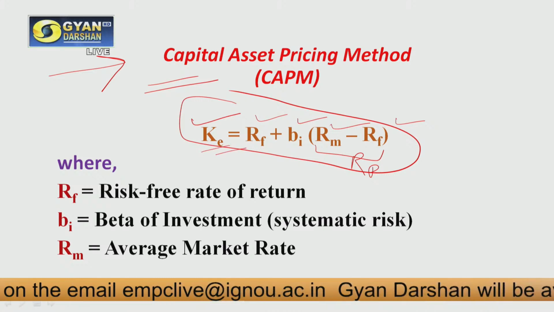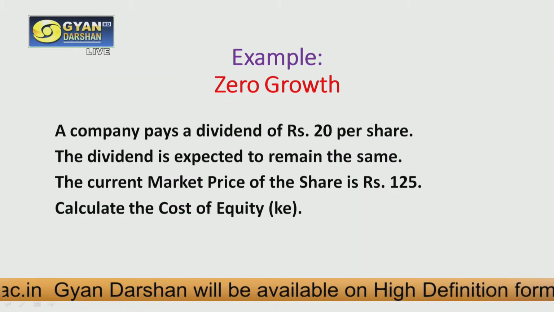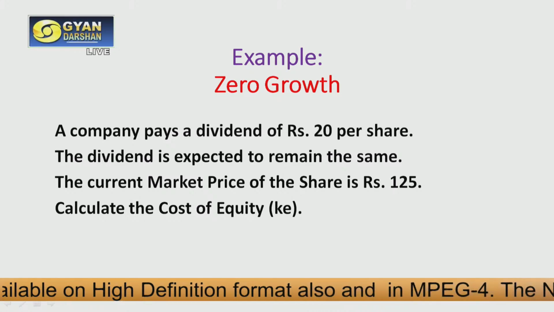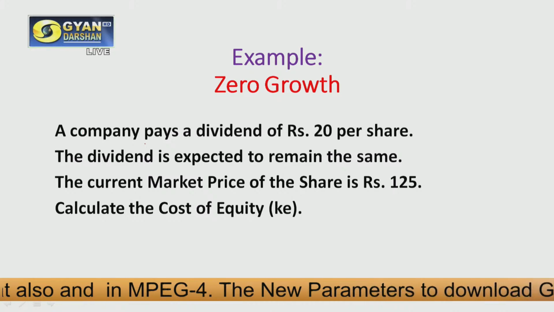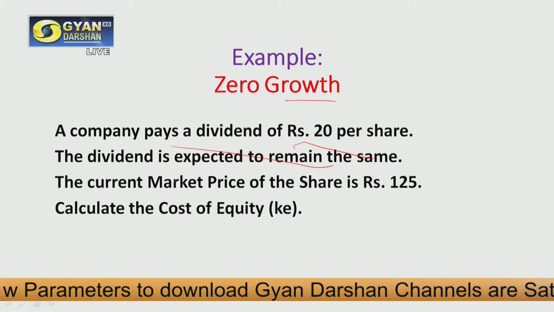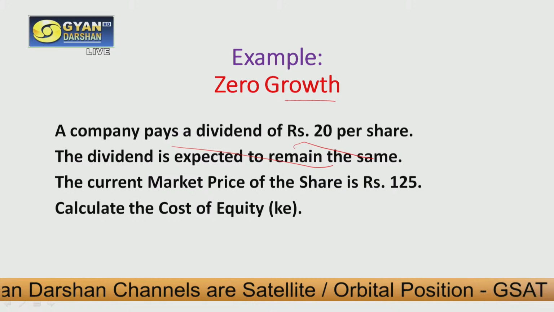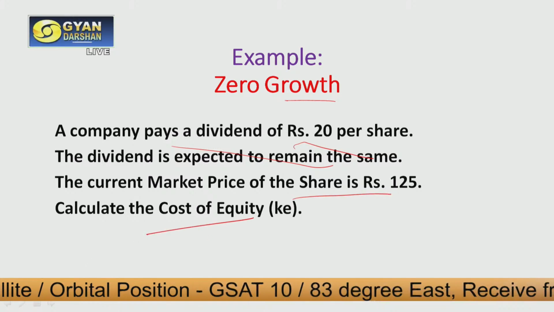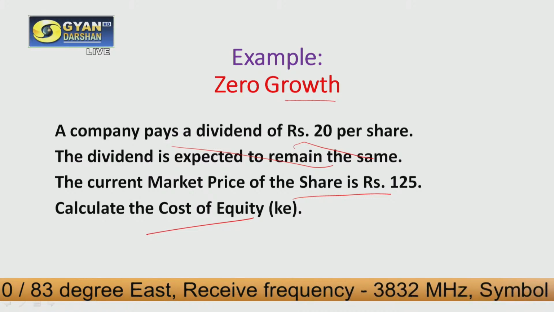So now let us try and understand this calculation with the help of a numerical, a practical example. Now see, this is a company, and this company pays a dividend of rupees 20 per share, and the dividend is expected to remain the same. The current market price of the share is rupees 125, and we need to calculate cost of equity in this case. So this is the case of zero growth rate, because no growth rate is given in this question.